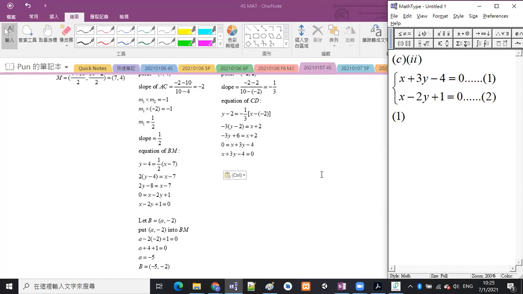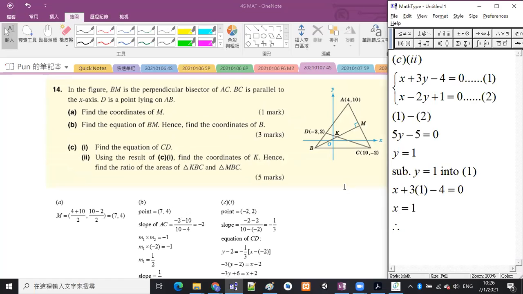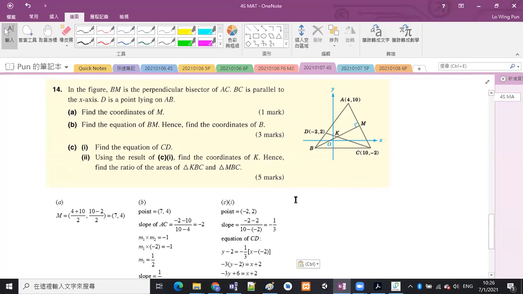I found that the x terms are exactly the same. So I'm going to use equation 1 minus equation 2. The x and x are cancelled. And then 3y minus negative 2y becomes 5y. Minus 4 minus 1 becomes minus 5. And then the right-hand side is 0. So we can find that y is equal to 1. Then you just sub y equals 1 into equation 1. So x plus 3 times 1 minus 4 is equal to 0. So x is equal to 1, which means that the coordinates of K are (1, 1). Okay, so that is C2.